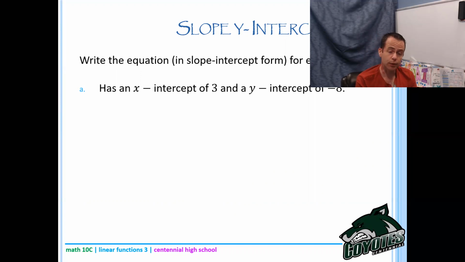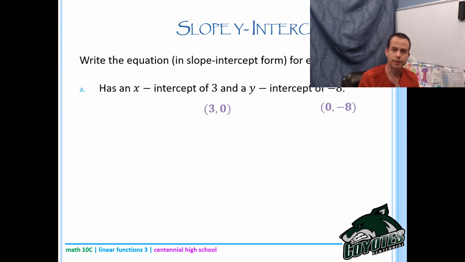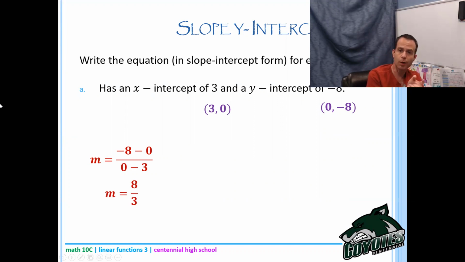In order to find the slope, you need 2 points. Well, you have 2 points. You have the x-intercept, which is at 3, 0, and you have the y-intercept, which is at 0, -8. So you're going to plug those 2 points into the slope formula: m equals y2 minus y1 over x2 minus x1. And that gets you a slope of 8/3. So now I know my slope and I know my y-intercept. I'm ready to build the equation. y equals 8/3x minus 8.